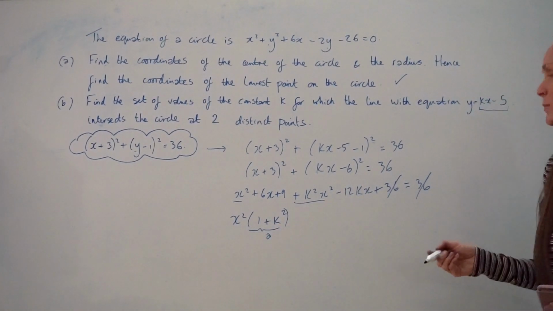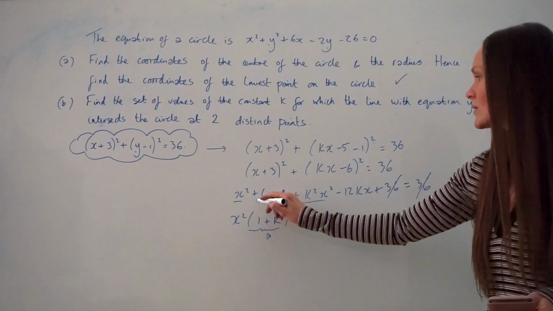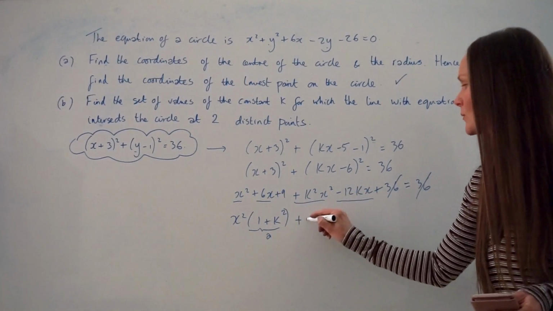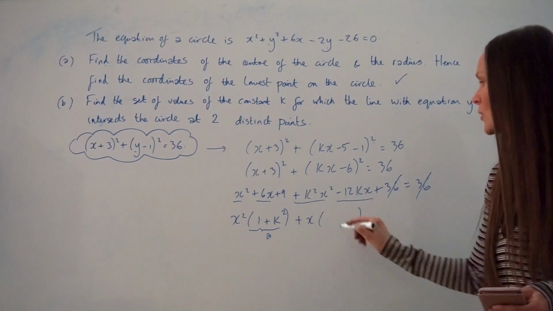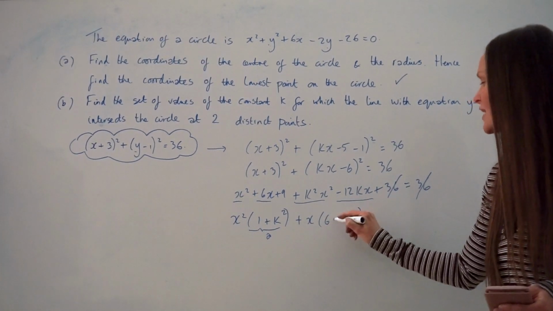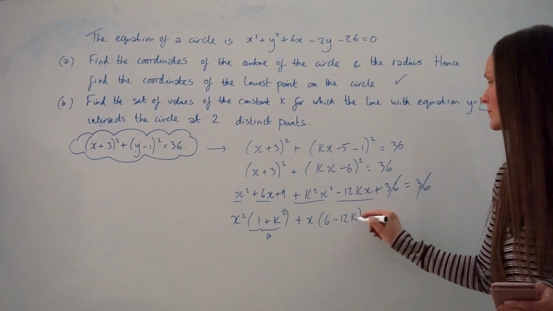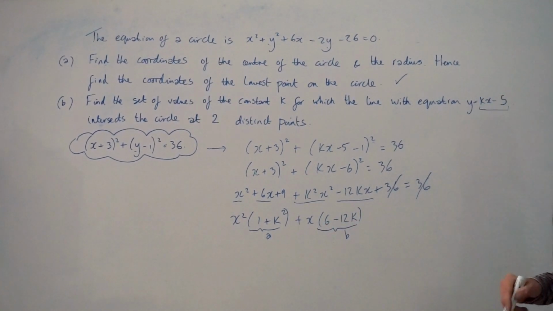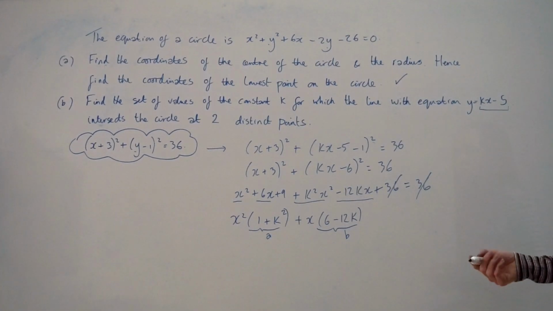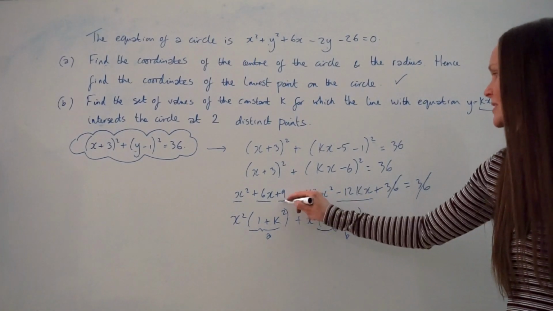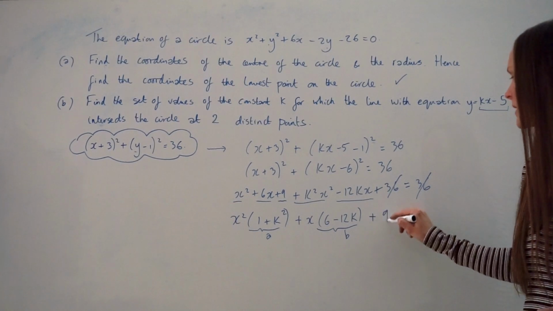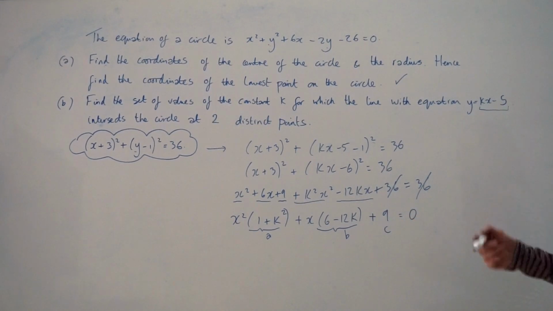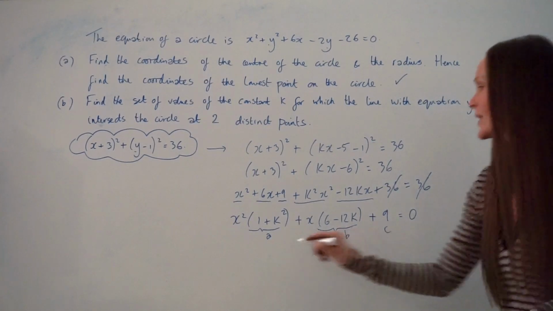Now I'm going to do the same thing for my x terms. I've got positive 6x and negative 12kx, and again I'm going to factor out x. So here I would have positive 6 and negative 12k. So this is my value of b. And then c is the constant, all the terms without x, so it's just this one here, positive 9, and it's equal to 0. So the discriminant is b² - 4ac.